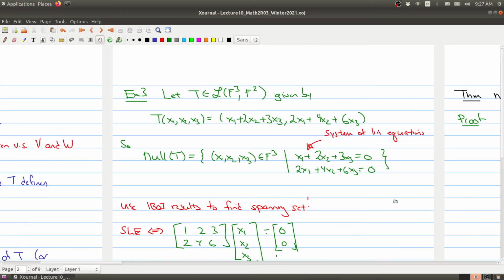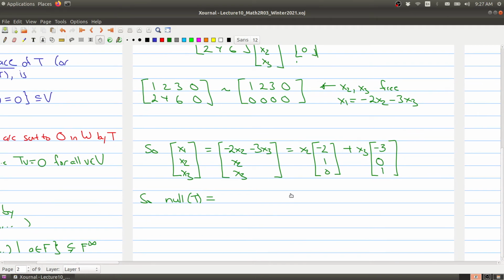And to finish up this problem, because x2 and x3 are free, and x1 is written in terms of x2 and x3, all of my solutions look like x1 is negative 2x2 minus 3x3. The x2 is free, so I put an x2. x3 is free, so I put an x3. And then I take the arbitrary solution and I factor out the free variable x2, and I factor out the free variable x3. So I have x2 times the vector minus 2, 1, 0, and I have x3 times the vector minus 3, 0, 1.